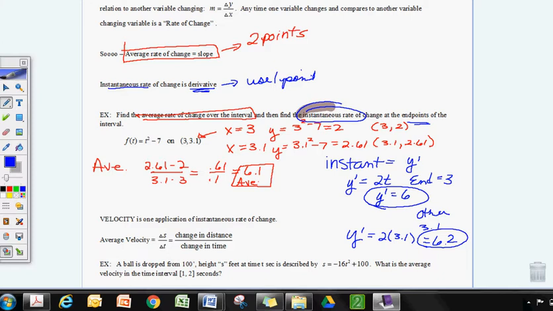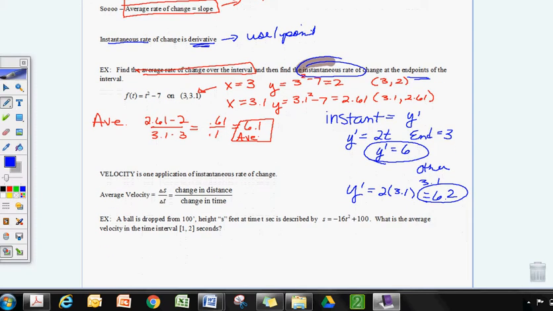Now, continuing to talk about different things, velocity is an application of instantaneous rate of change. Guess what? Velocity is going to equal derivative. Remember we said that this is going to be an application of it. Okay, we're almost done. So average velocity is going to be finding slope. Notice the word average, you got to have 2 points.